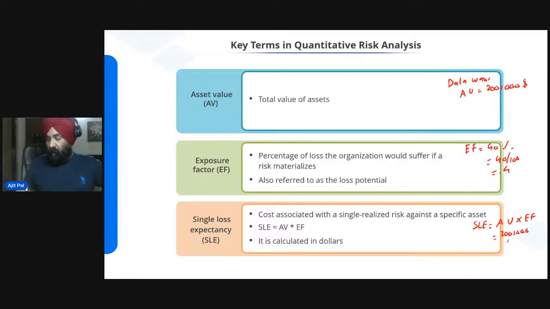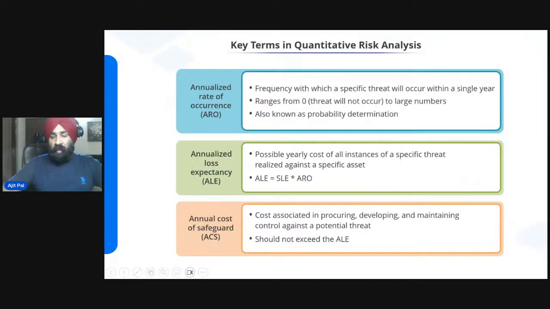$200,000 into EF 0.4, it will be $80,000. So this is what we have calculated. Okay. Now ARO. Whenever we calculate the risk, we always calculate the risk in terms of probability and impact. Impact we have calculated in terms of SLE. Now probability, and probability we calculate in terms of yearly basis. Like probability of fire breaking out is once per 10 years.